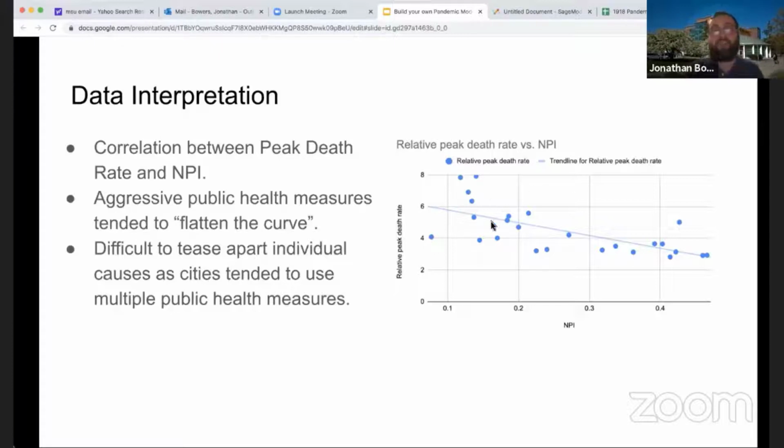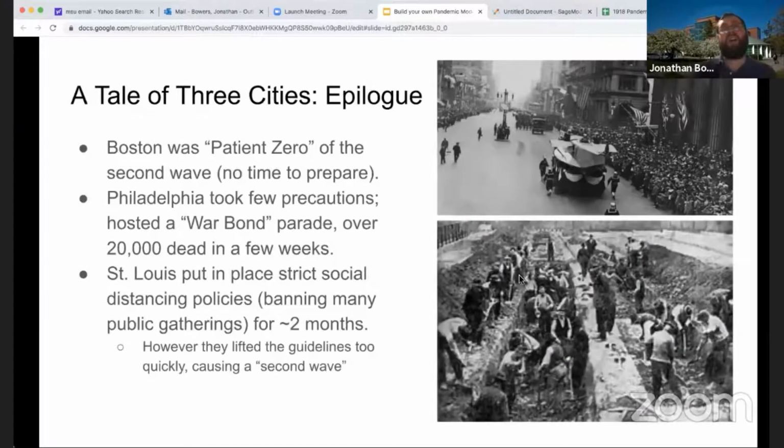In this case, we found that there is a correlation between peak death and NPI, which is non-pharmaceutical interventions. So it looks like from the 1918 pandemic that aggressive health measures did tend to flatten the curve. The reason the data set doesn't go after individual public health measures is that most cities either went all in or didn't go in at all. So going back to Boston versus Philadelphia versus St. Louis and why they were different.